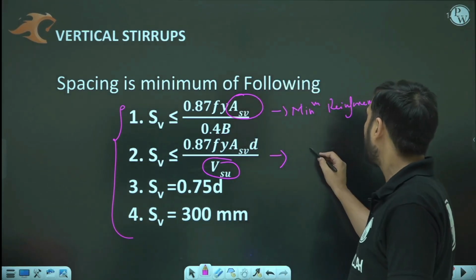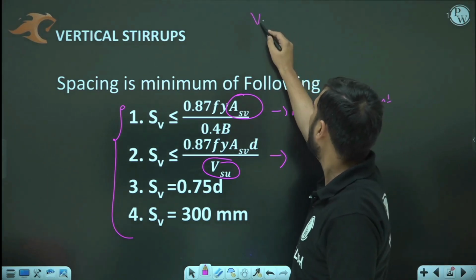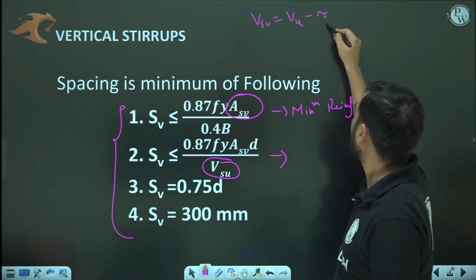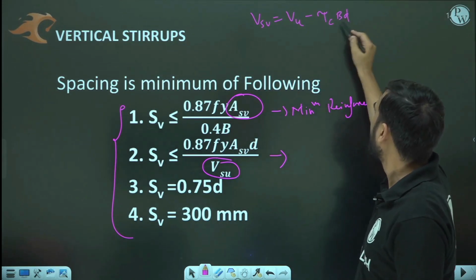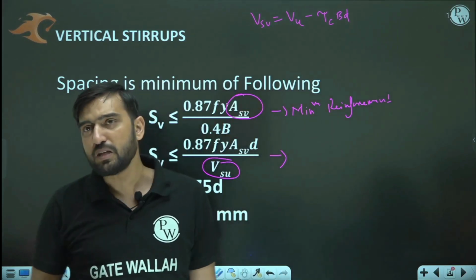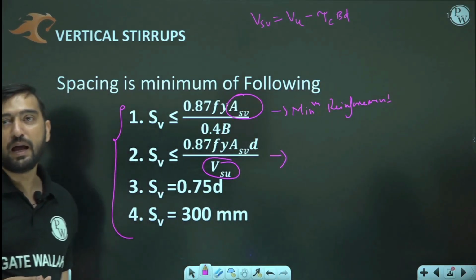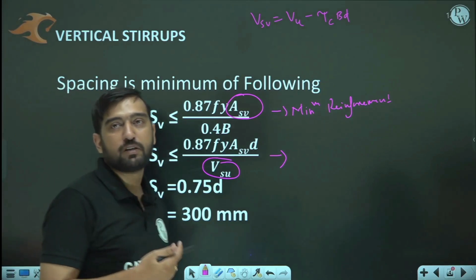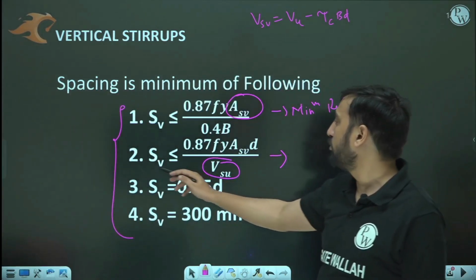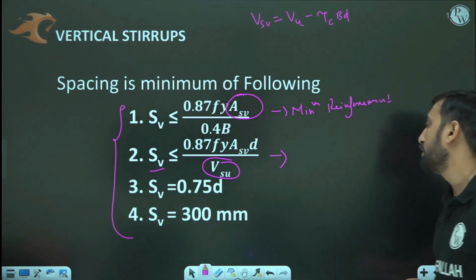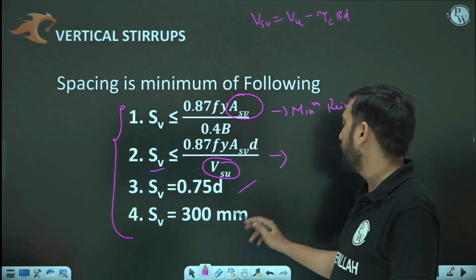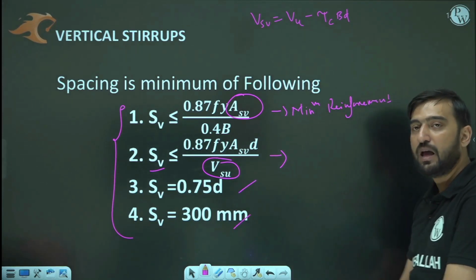So how you are going to calculate Vus? Vus is total shear force minus tau c into b into d. Tau c b d is the minimum amount of strength of concrete in shear, and Vu is the actual shear force acting on your system. Okay, so for Vus we are going to determine the spacing, and third and fourth clauses are 0.75d and 300 mm. It is as per again IS code.